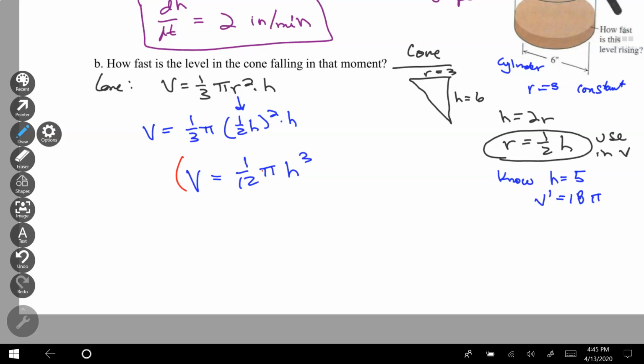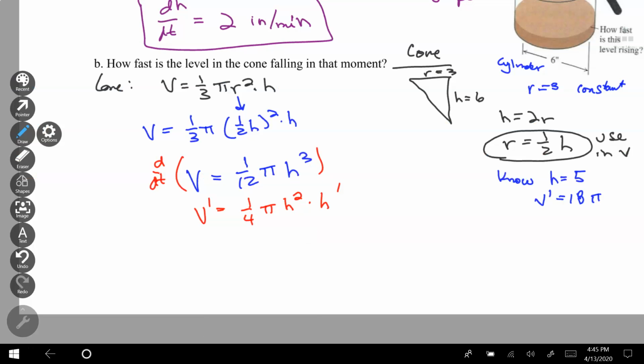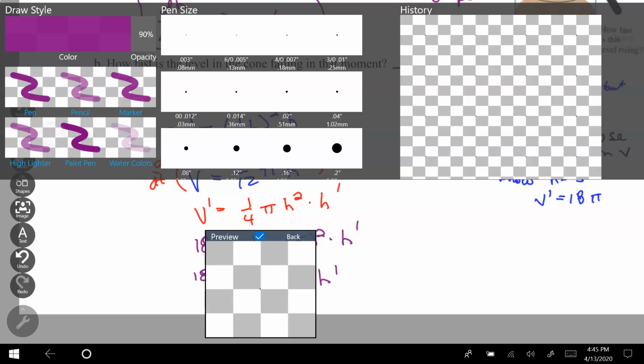I'm going to take its derivative, which again, we've done enough. V prime is equal to 1/4 pi h squared times h prime. I know my V prime is 18 pi, which is equal to 1/4 pi times 5 squared times h prime. H prime is the one thing I do not know. I get 18 pi is equal to 25 over 4 pi times h prime.